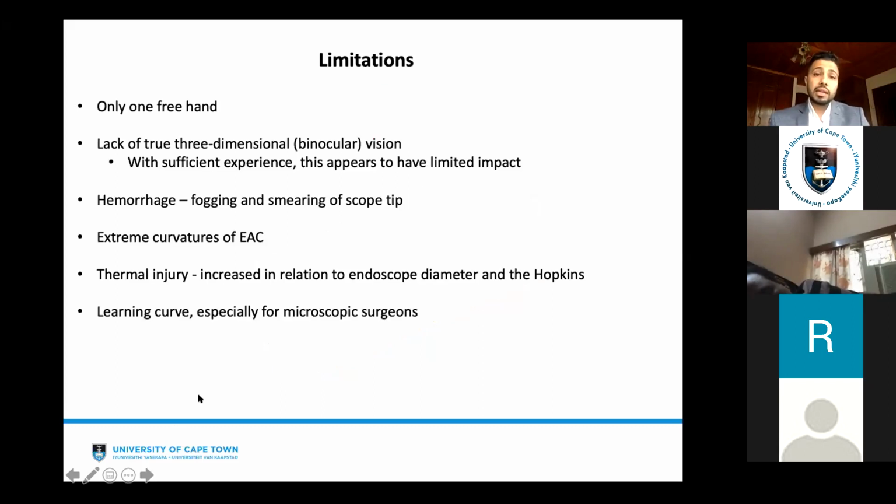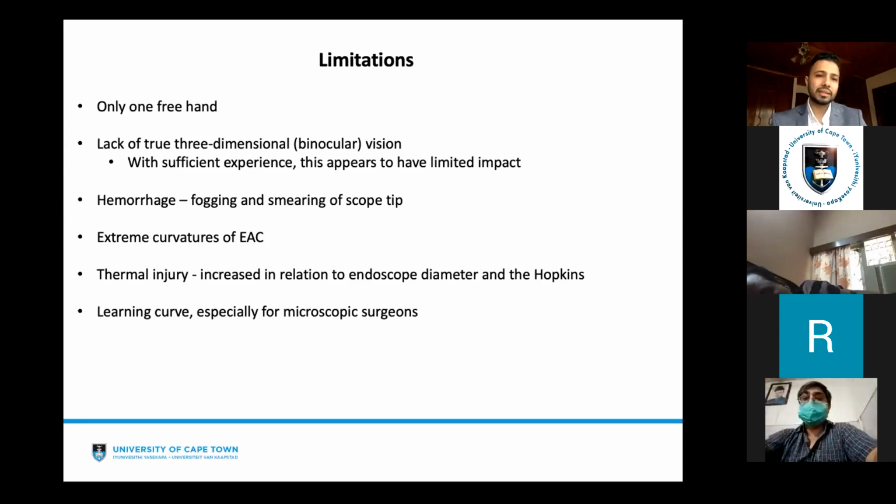So apart from that, there are limitations of the endoscope, and I'll discuss that now briefly, and perhaps ways to also curb those limitations. There's the obvious limitation of only having one free hand. There's a lack of true three-dimensional or binocular vision, but what has been out in the literature is that with sufficient experience, this appears to have very limited impact. There's also the limitation of hemorrhage, especially if you're using the single CCD cameras that I talked about a bit earlier on, where the scope tip gets fogged or gets smeared very, very easily.